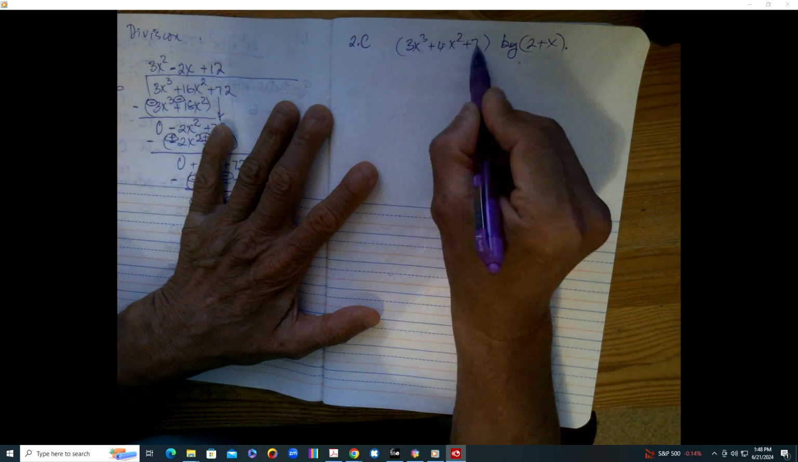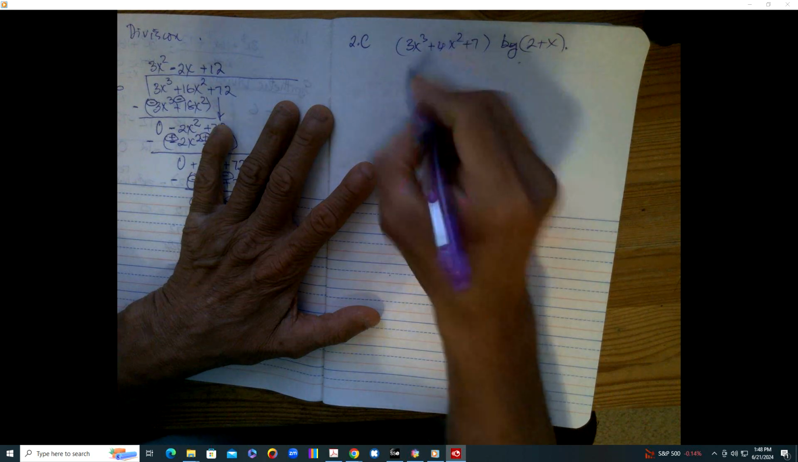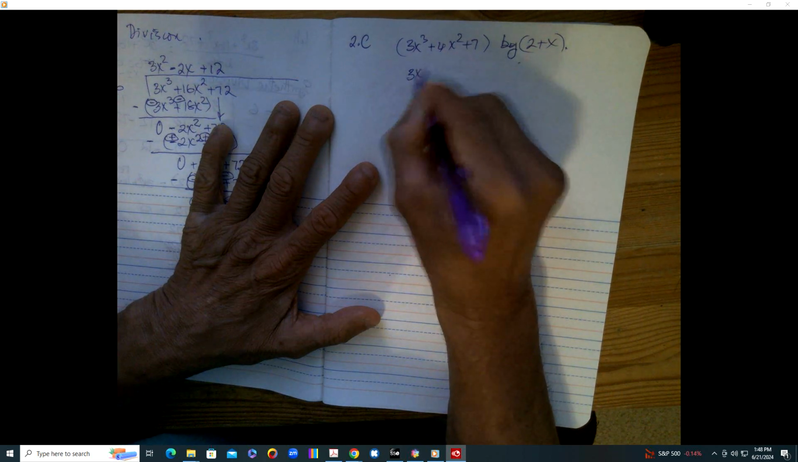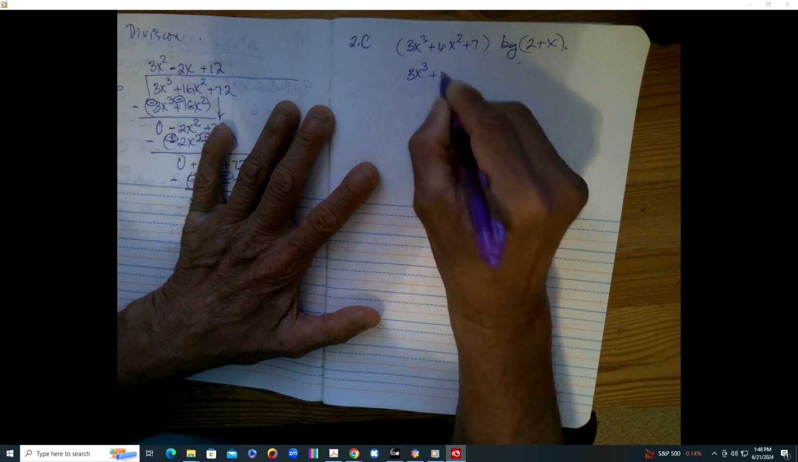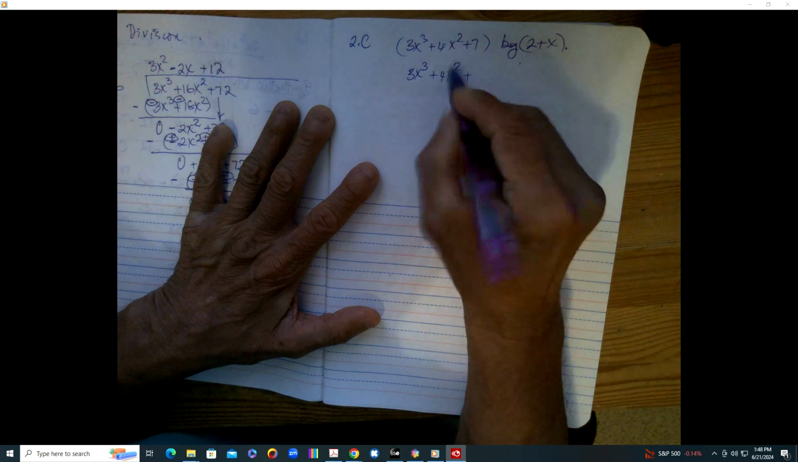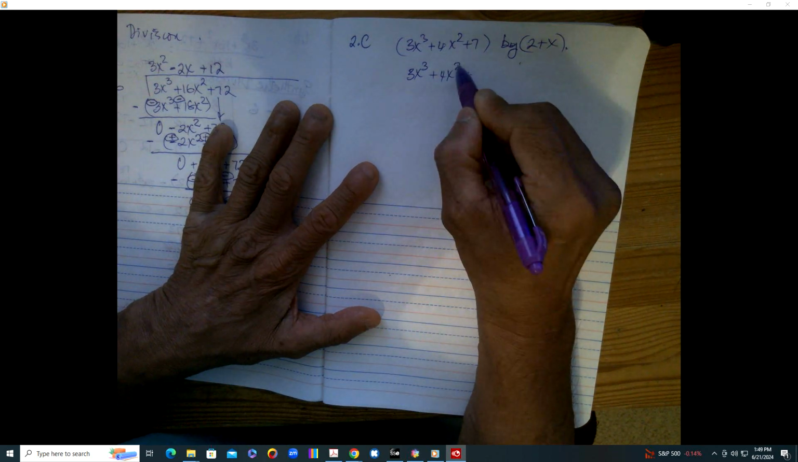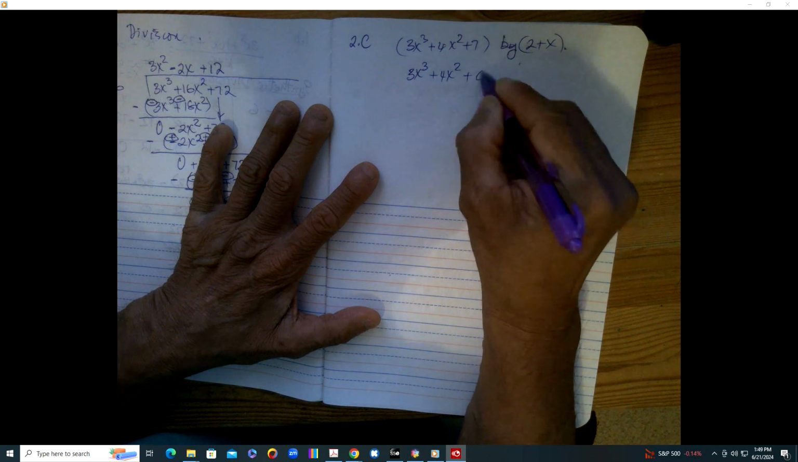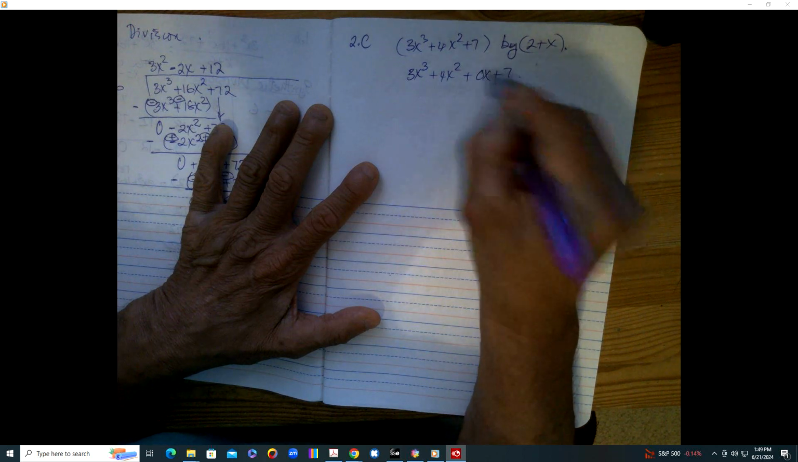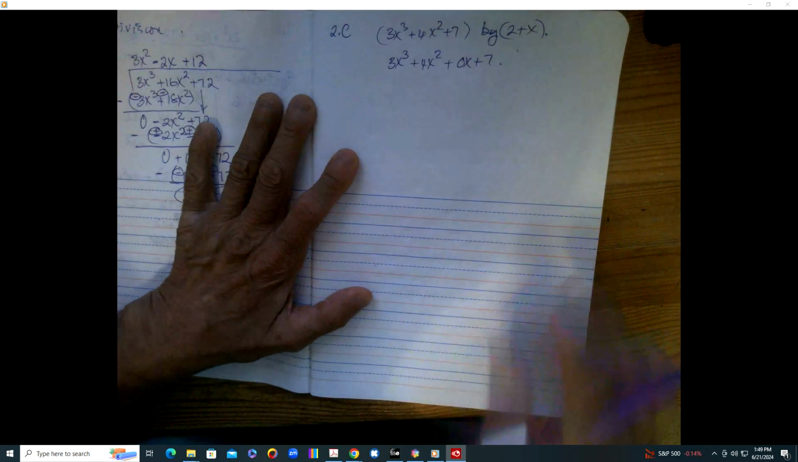this is missing something. It's missing an x, right? So we can rewrite this as 3x to the third plus 4x square. Here we are missing the x, so we don't have x to the one power. So we replace it with 0x plus 7. Do you understand what I said? Alright.